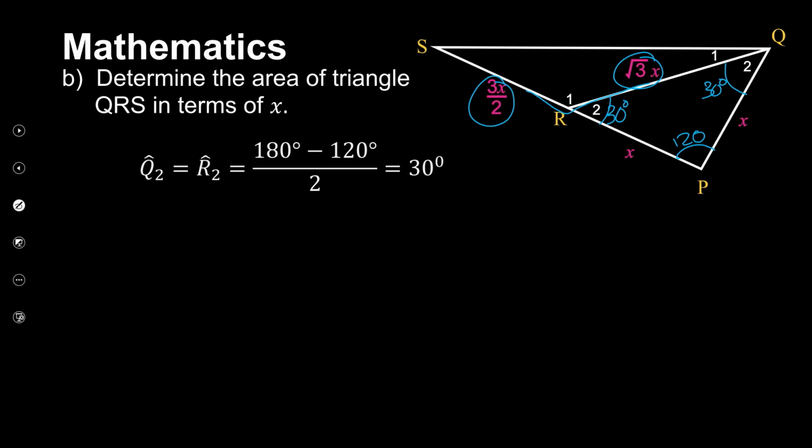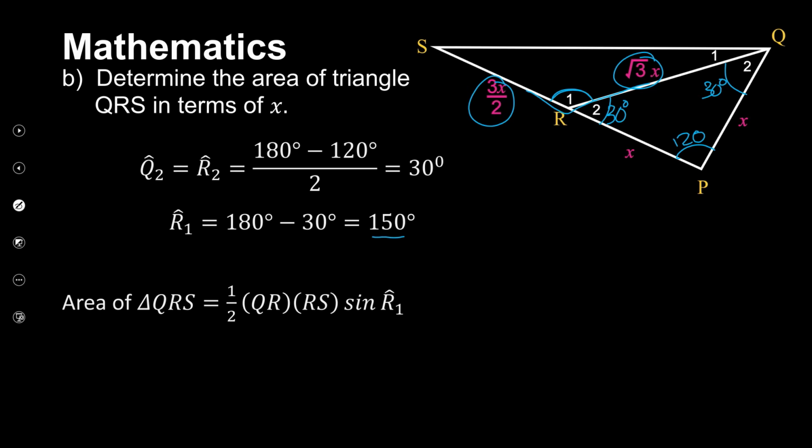Okay, remember we're finding the area, so we've got to find this angle here. We were looking for this angle here. So how do we find R1? Because it's adjacent supplementary angles, we just subtract 30 from it. So our area of QRS is going to be half QR times RS times sine of R1. And remember, we just got to substitute the values in for QR and RS. And remember, we found R1 to be 150.